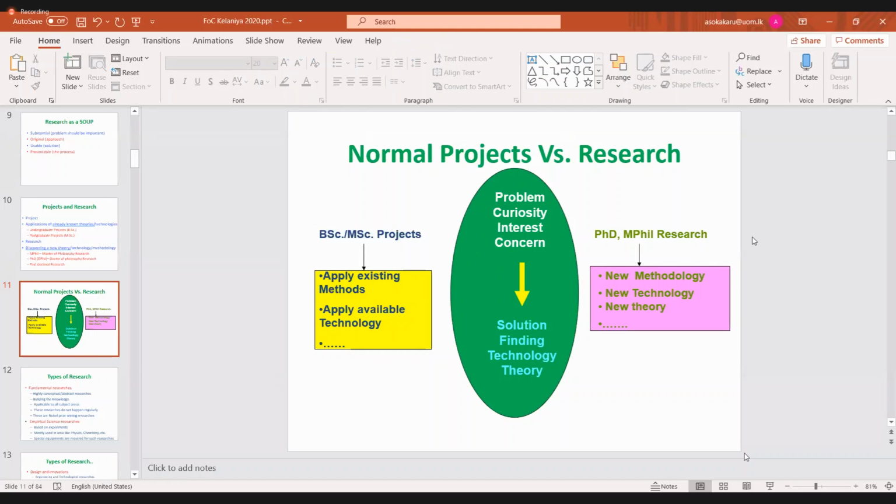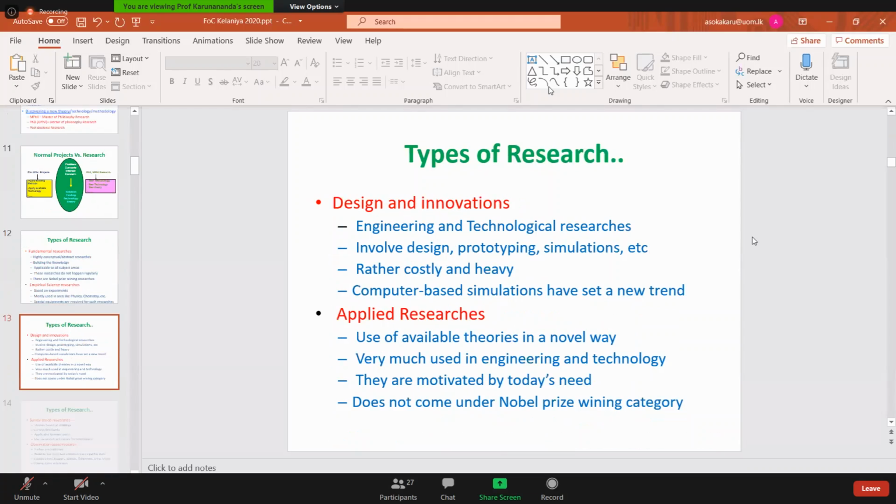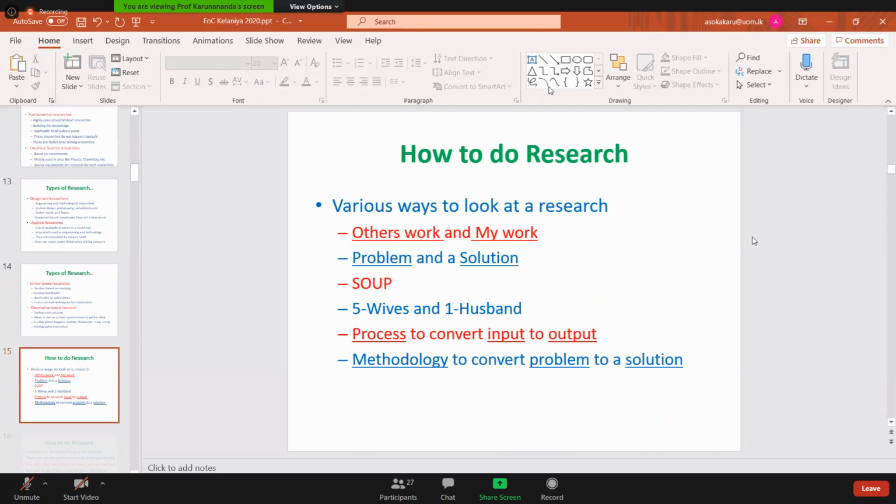Our whole process is going from problem to solution. This can be done in two ways, either at the BSc or MSc level, or at the PhD or MPhil level. So that is research, and the other one is just application. Next week we start talking about the types of research, so hopefully we can start the research methods next week.